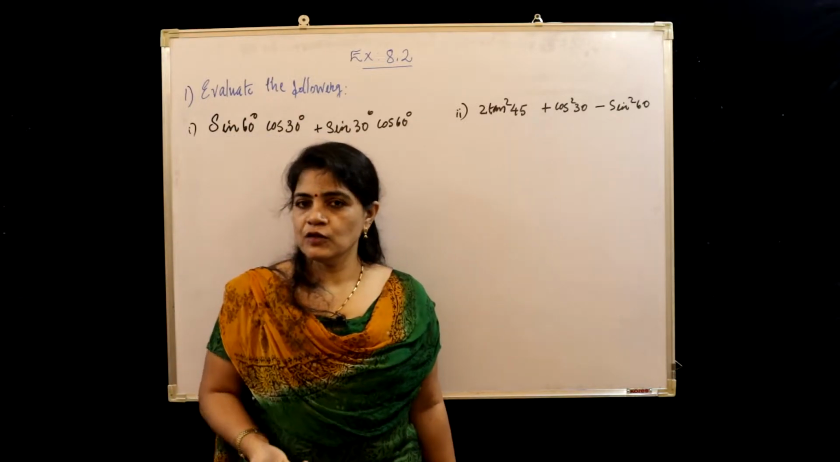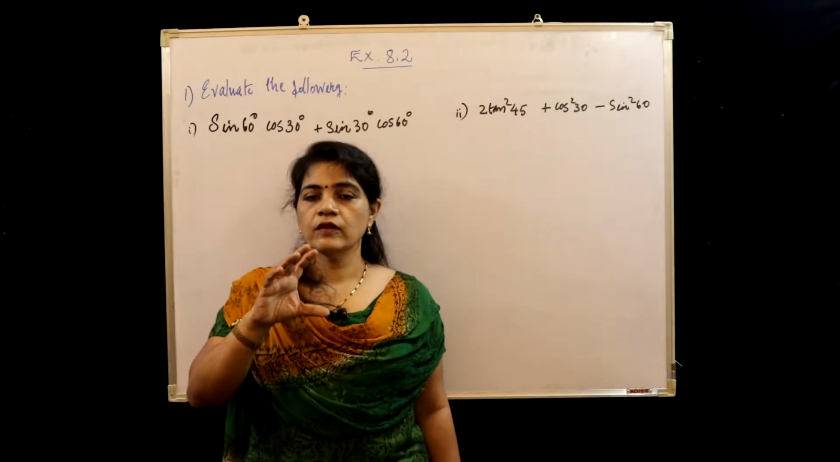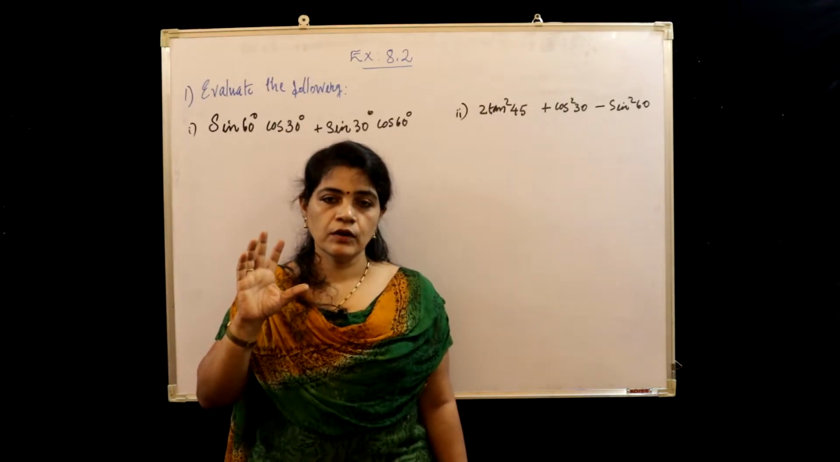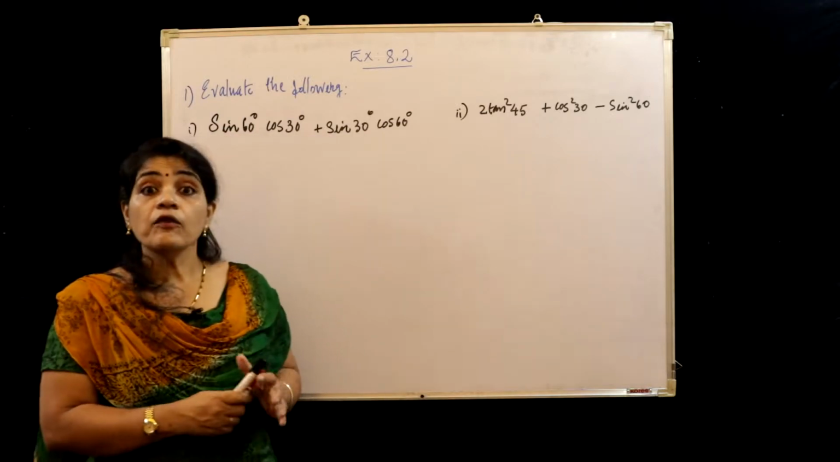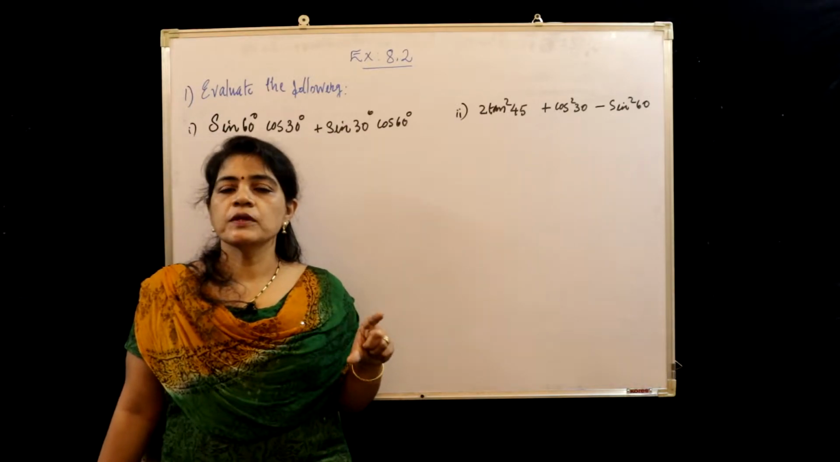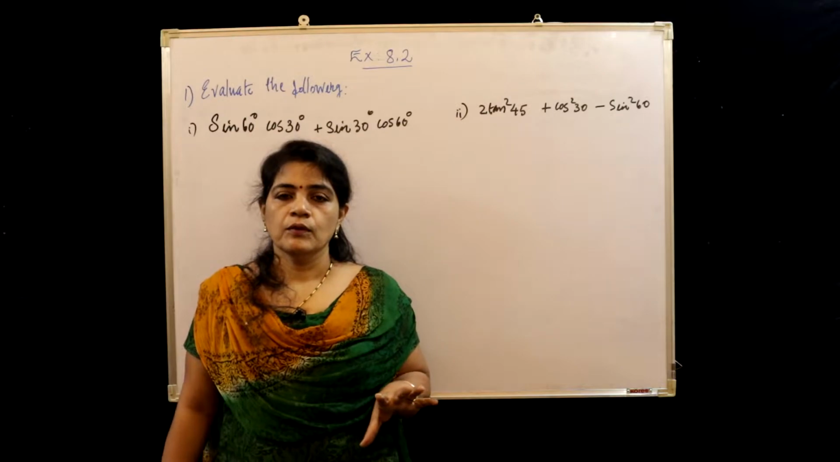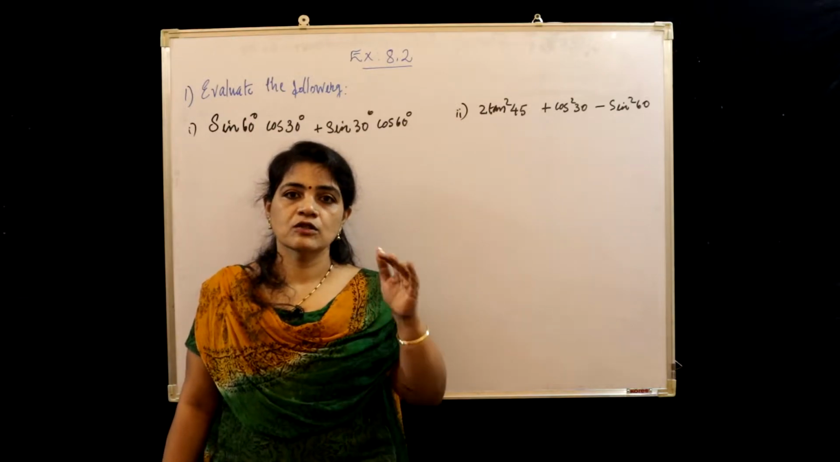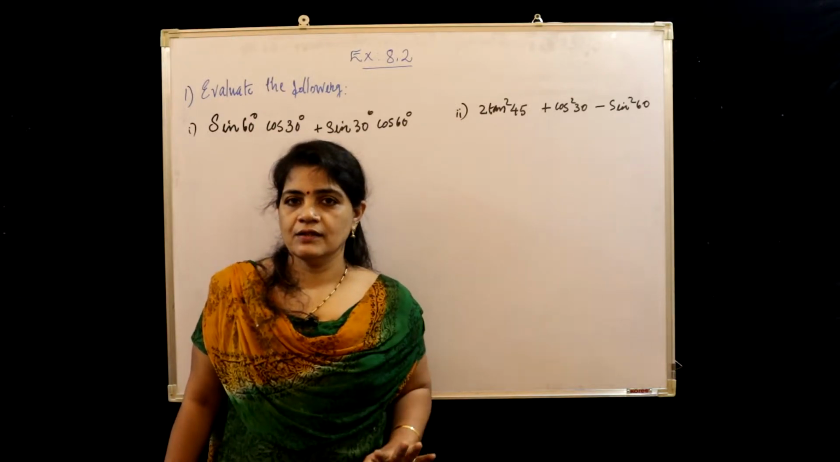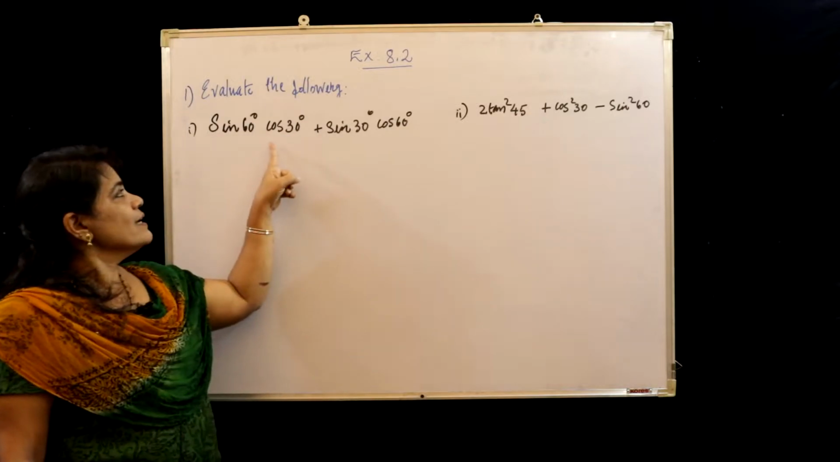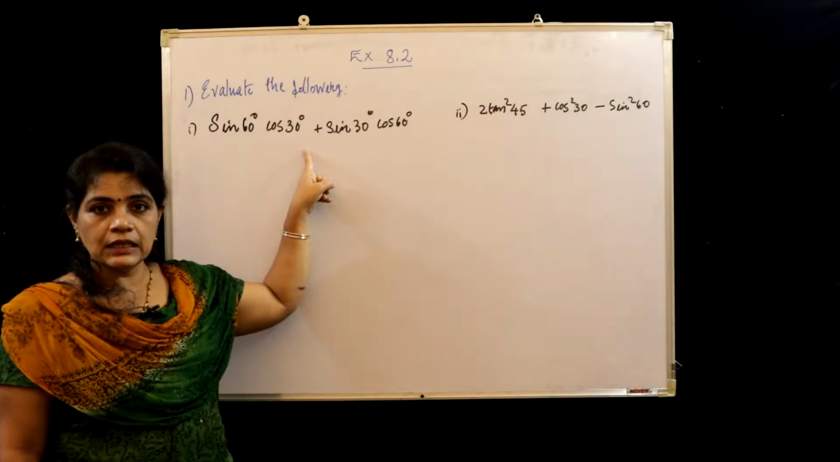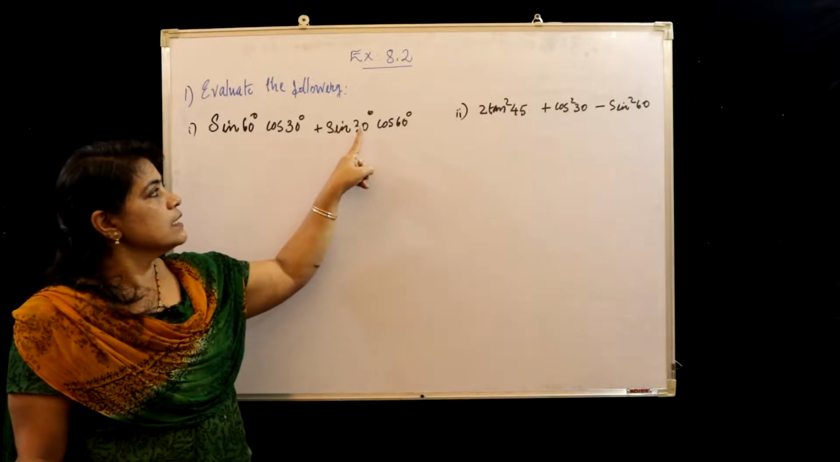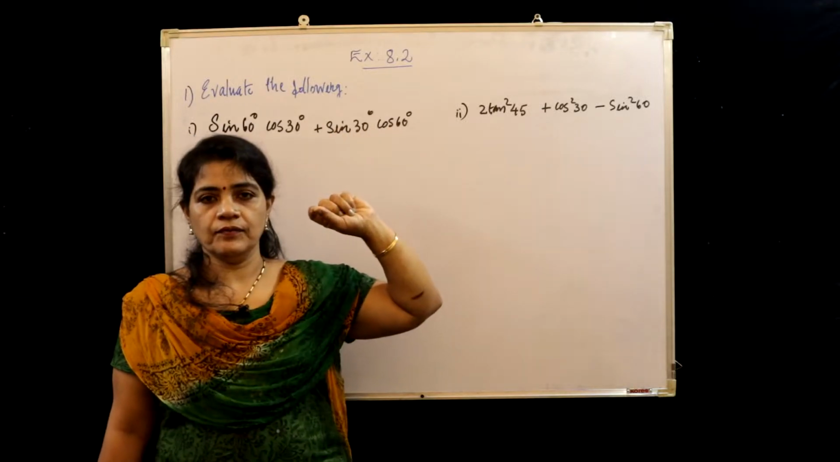Now we are moving to the first question, and under this first question we have 5 subparts. The first question: evaluate the following. Evaluate means find the value. By substituting the values and solving, you can easily get it. The first one is sine 60 into cos 30 plus sine 30 into cos 60.